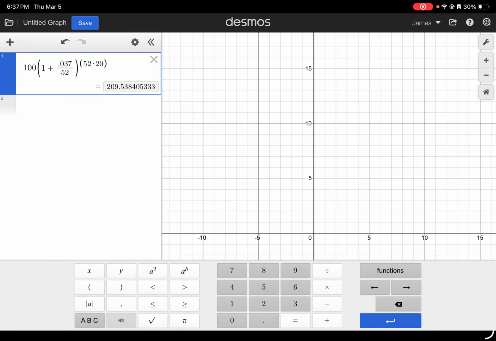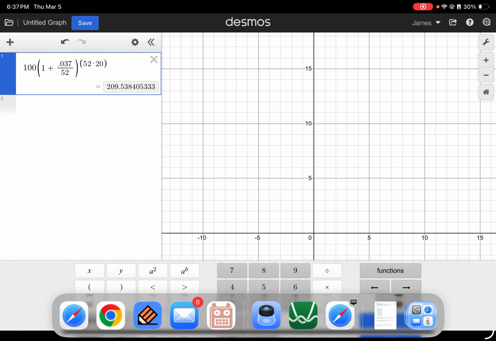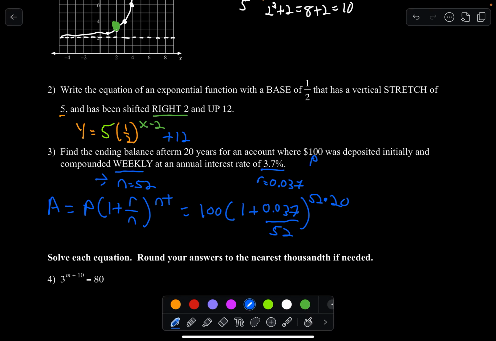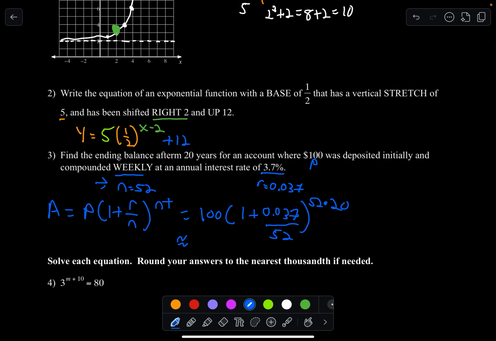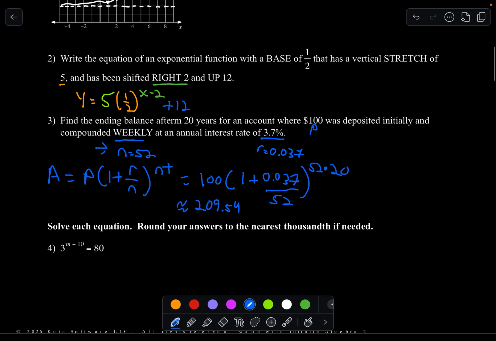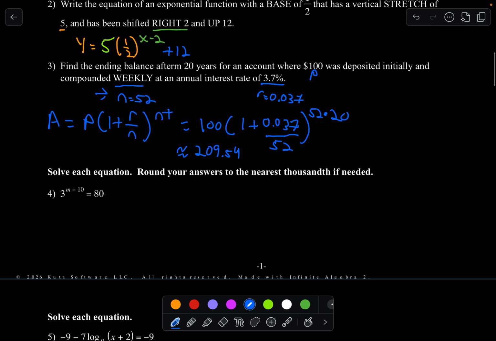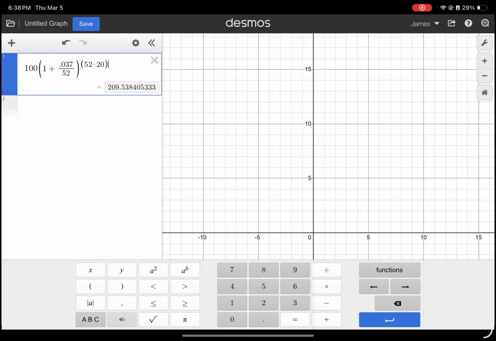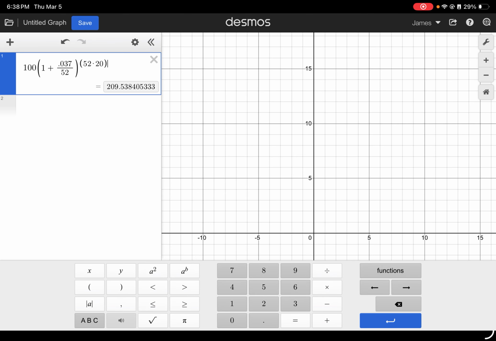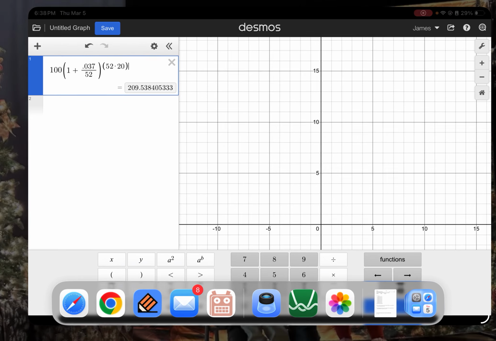And you get $209.54. So we get $209.54 in the 20 years. Okay. Now, let me just double check that. Raised to the 52 times 20. Yeah, no, that's right.